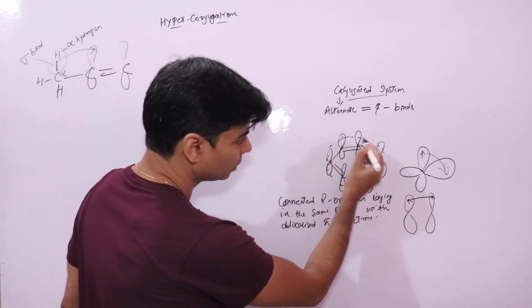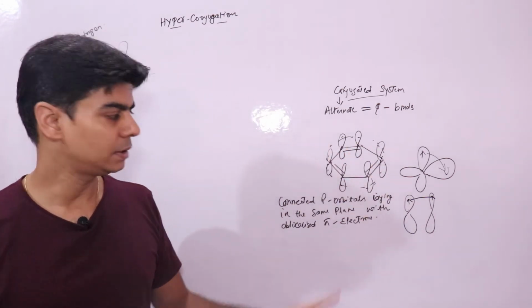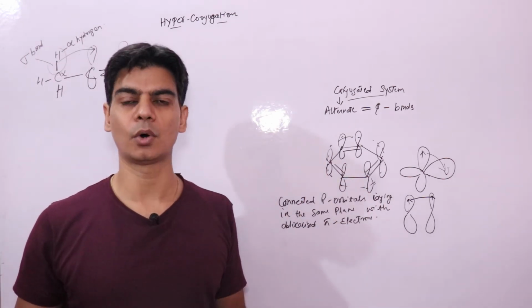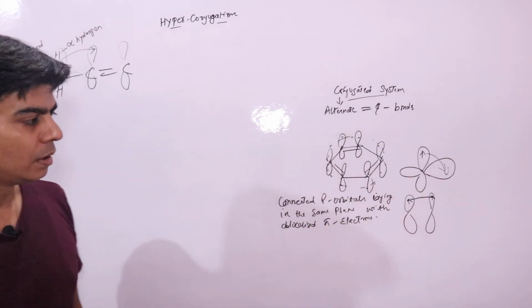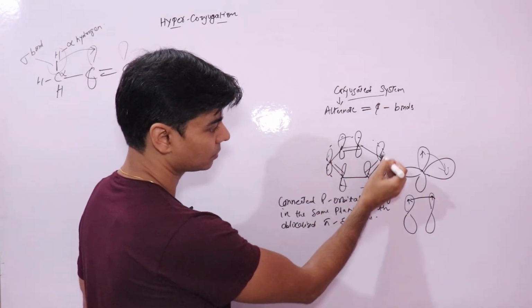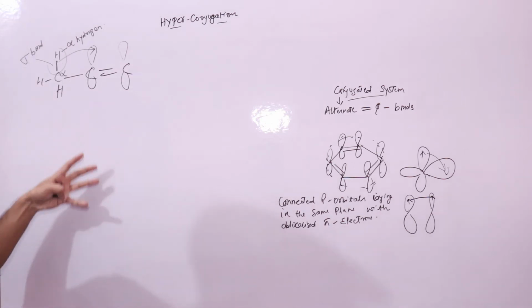In conjugation, the electrons are moving in the p orbitals, that is, the electrons of only pi bonds are moving from one pi bond to another, from one p orbital to another. All these p orbitals are of pi bonds. But here we see a little different thing.